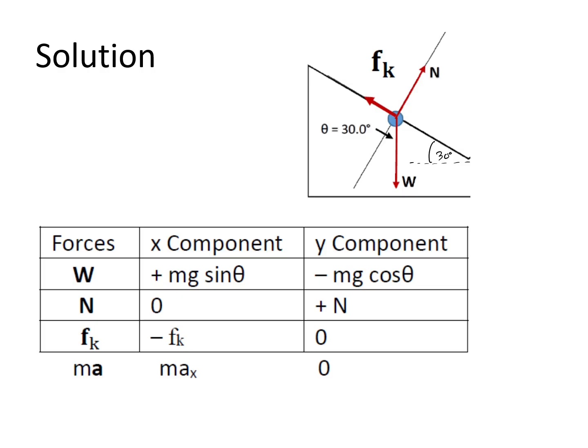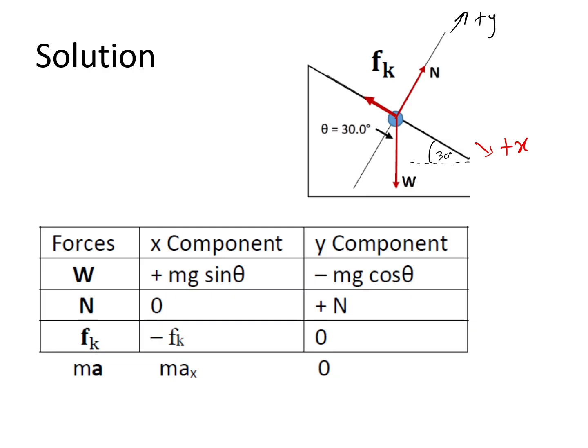Now we break the weight into components using axes aligned with the ramp. The x-axis is along the ramp, and we take positive x to be down the ramp in the direction of the block's motion. The y-axis is perpendicular to the ramp, and let's say the upward direction here is the positive y. Now let's organize the forces and components in a table.